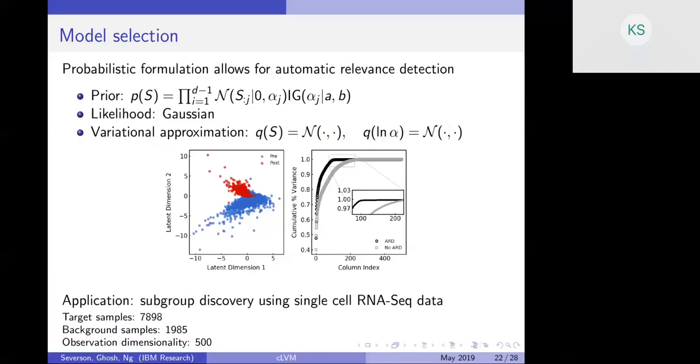The first example I'll show is, again, this same problem using single-cell RNA-seq data. Here's some insight into what that data set looks like. There are approximately 8,000 target samples and approximately 2,000 background samples. Again, I'd like to stress that there's no pairwise relationship between the patients or participants in these studies. And the observed dimensionality is 500. For those of you familiar with single-cell RNA-seq data, that already has some amount of preprocessing performed, such that our starting dimensionality is only 500.